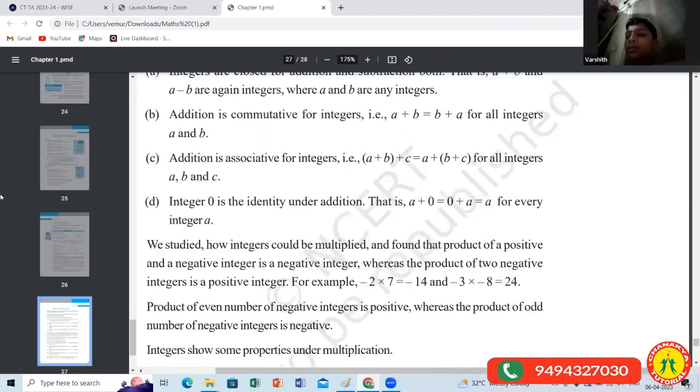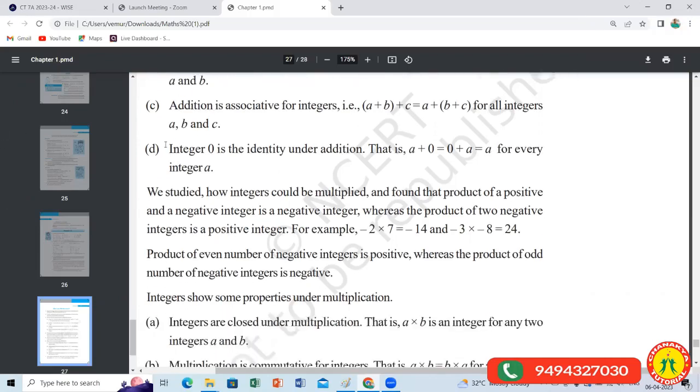A plus b is equal to b plus a for all integers a and b. Addition is associative for integers. Example: a plus b plus c is equal to a plus b plus c for all integers a, b and c. Integer 0 is the identity under addition. That is, a plus 0 is equal to 0 plus a is equal to a for every integer a. Very good. Wait, Varshit. We'll go with Anubhav for these other points.